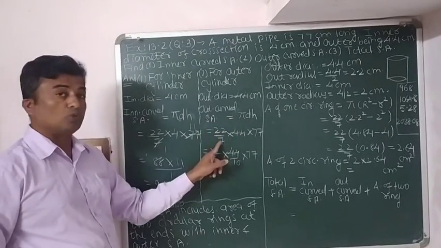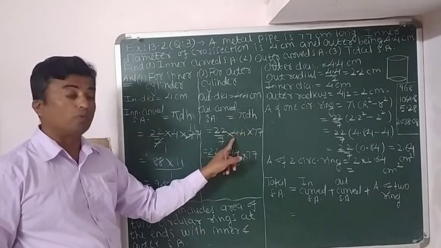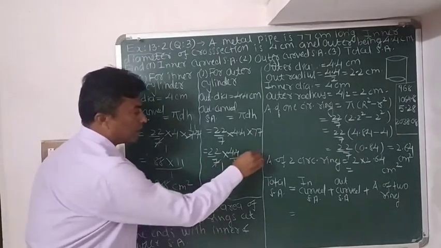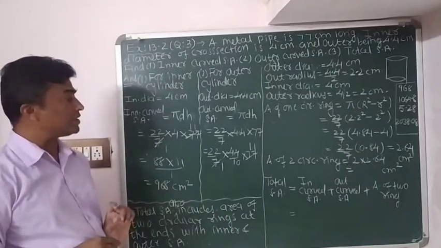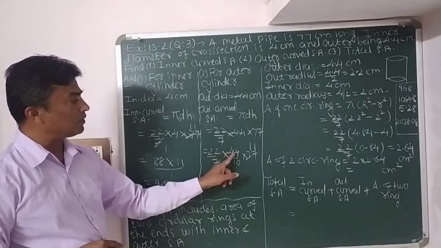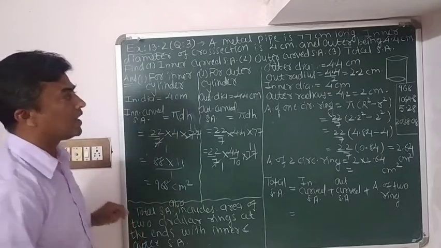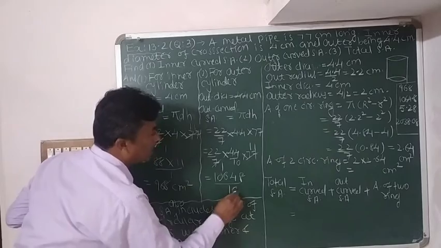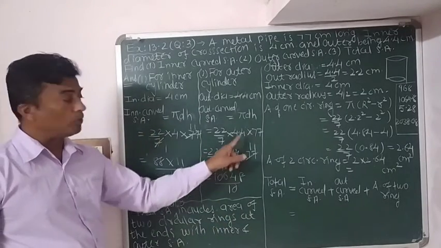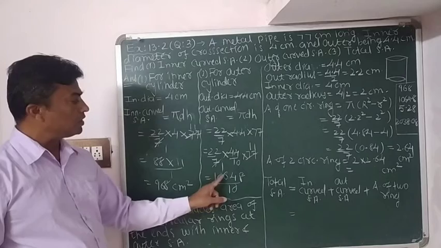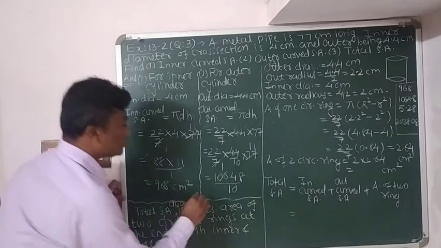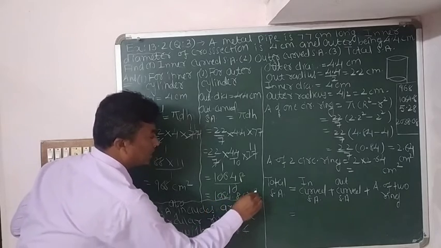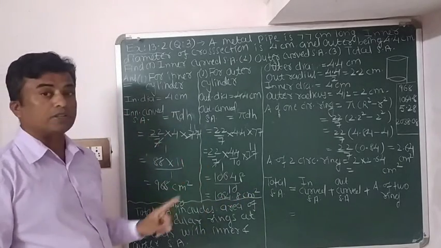So pi means 22 by 7, diameter D is 4.4 centimeter, height h is 77 centimeter. Now see, 7 1s are 7, 7 11s are 77. Now see children, 22 multiply 44 multiply 11, its answer is 10648 divided by 10. So its final answer is 1064.8 centimeter square.